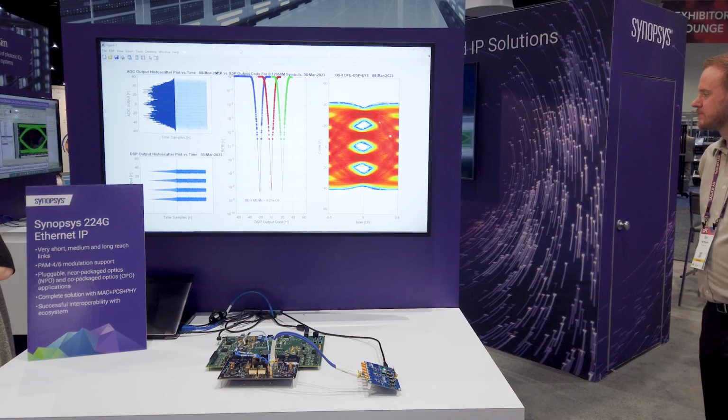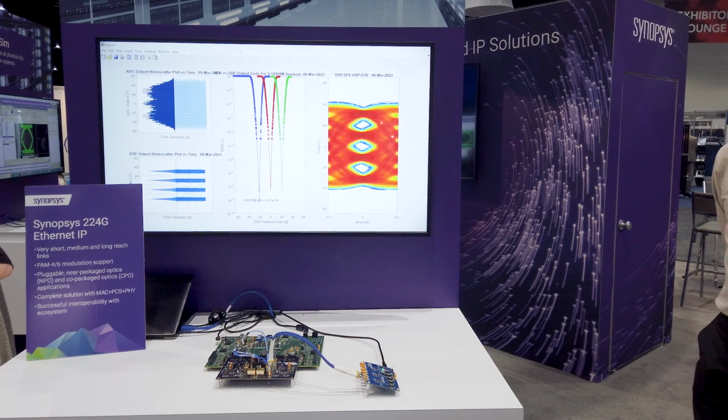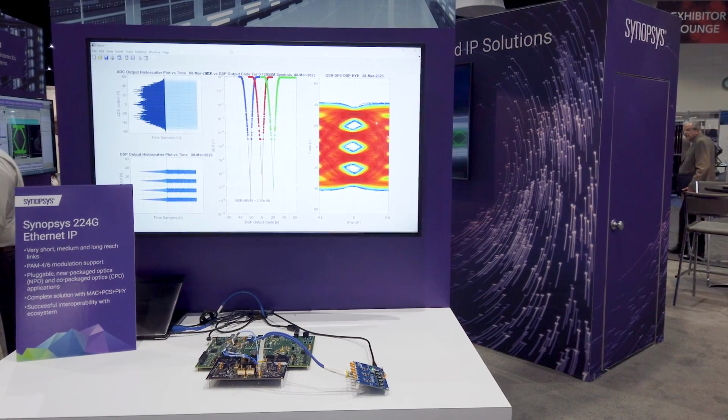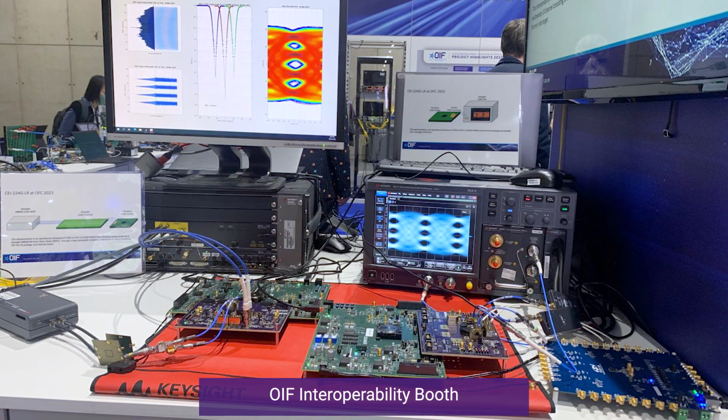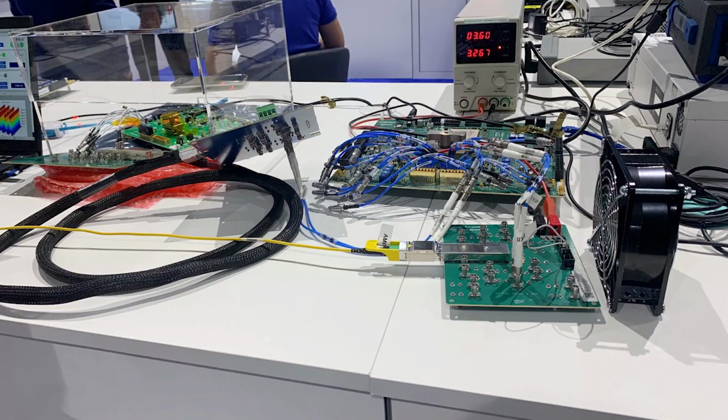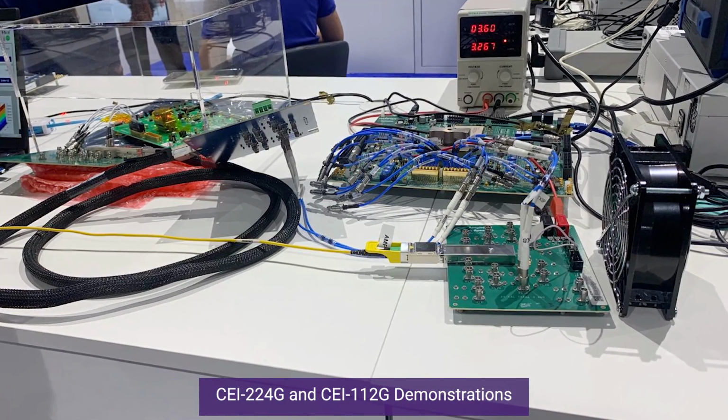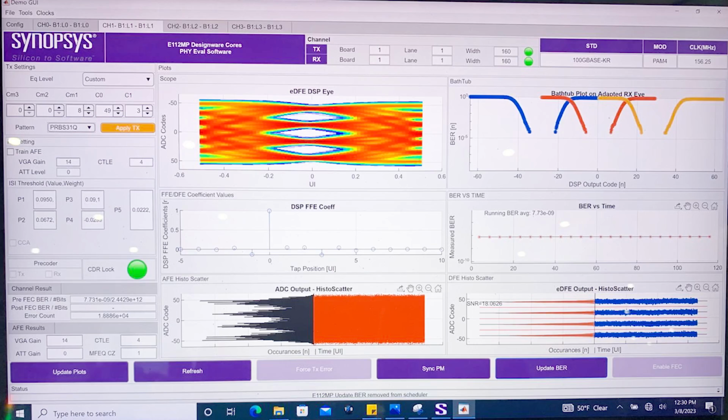for 224 gig interfaces. Synopsys is right at the heart of this transformational journey by spearheading 224 gig SerDes demonstrations at OFC. Synopsys also participated at the OIF interoperability booth with CEI 224 gig and 112 gig demonstrations, with its very low power and very low latency long reach and very short reach SerDes.